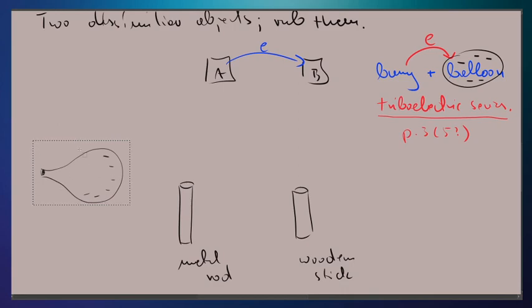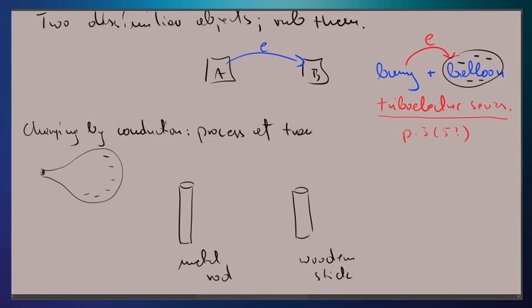So conduction is a process of transferring electrons by direct contact. Let me write this here. So charging by conduction. That's a process of transferring electrons by direct contact.